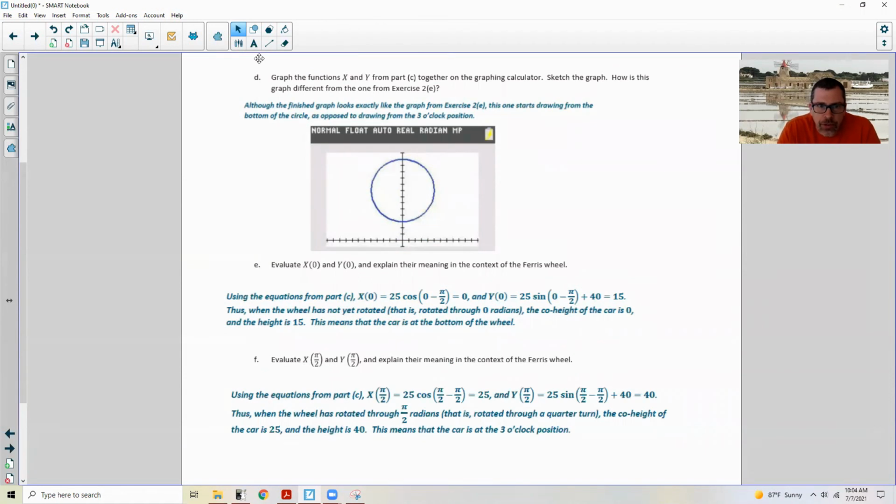Okay, and so here we have it. 25 times the cosine of 0, which is 1, is 25. And pi over 2 minus pi over 2 is 0. 25 times 0 is 0 plus 40 is 40. Thus, when the wheel has rotated through pi over 2 radians, which would put us at 3 o'clock, a quarter turn, the co-height of the car is 25 and the height is 40. This means that the car is at the 3 o'clock position.